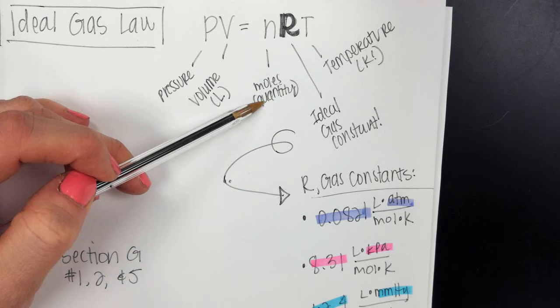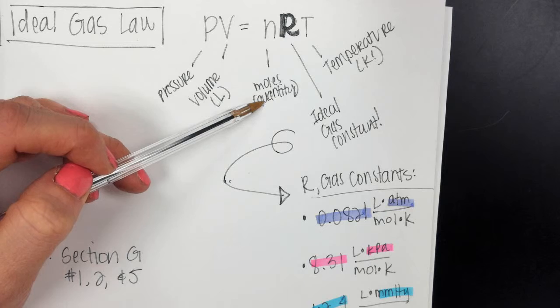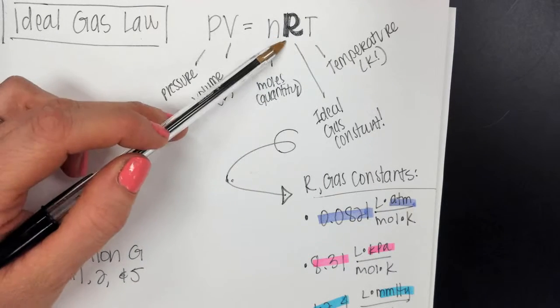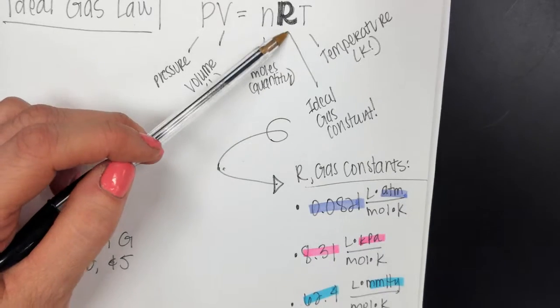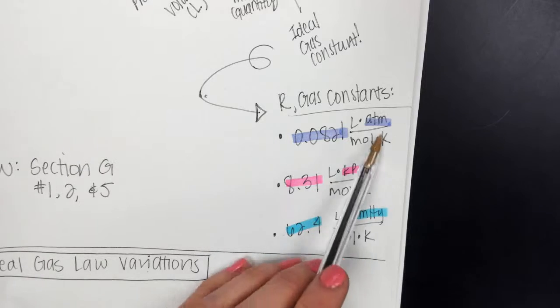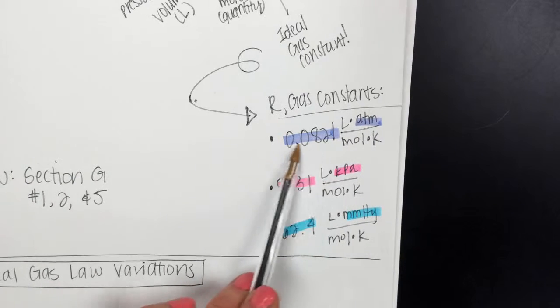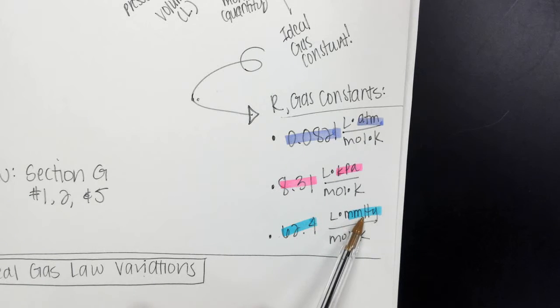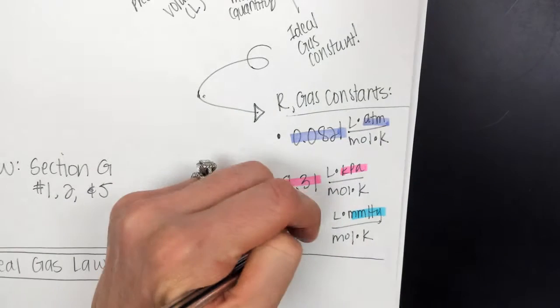Okay, so if I were to give you grams or particles, you have to convert that to moles before you plug it into PV = nRT. Okay, and then your R you pick based on your pressure unit. So if your pressures are in atm, you would pick this R, 0.0821. kPa, this one; mmHg, this one. Okay, that's a 4.